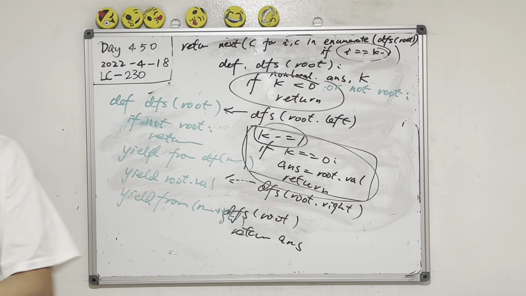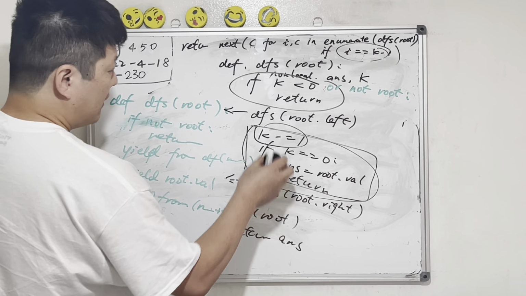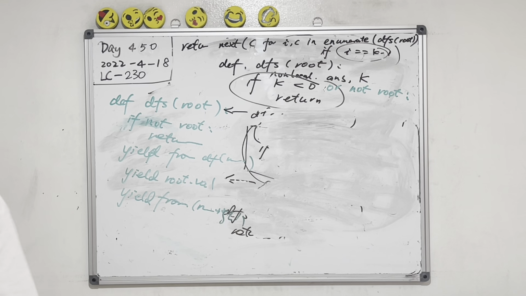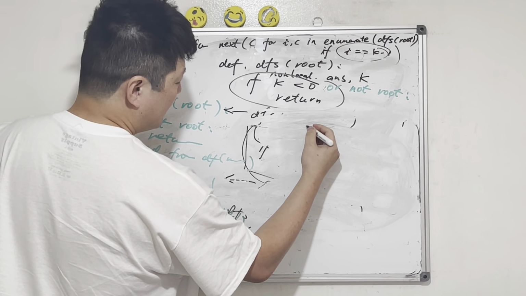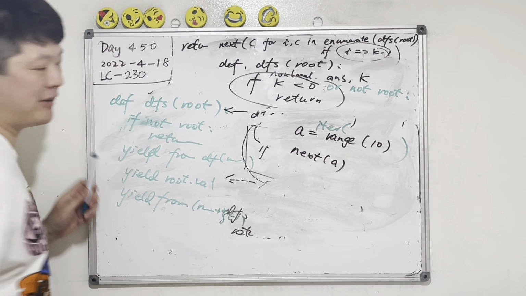Next function. So what's the next function? Anybody remember? The next function returns the next value in the iterator. Look, the range function is a generator. So A equals range 10, from 0 to 9. If we put an iterator here, we convert it to an iterator. Then that's an iterator. So next A, what does it return?